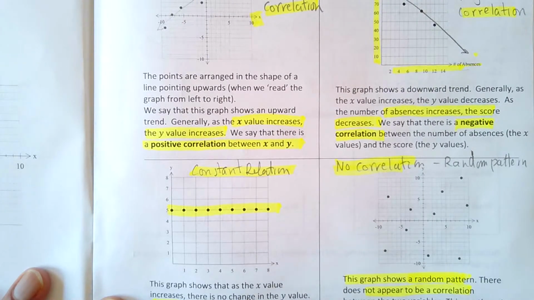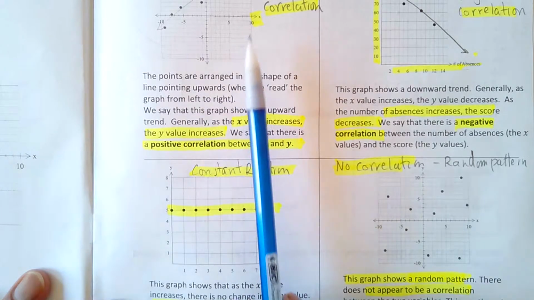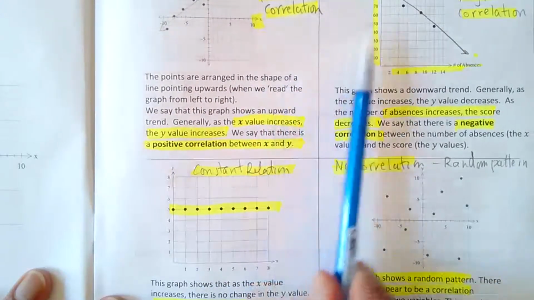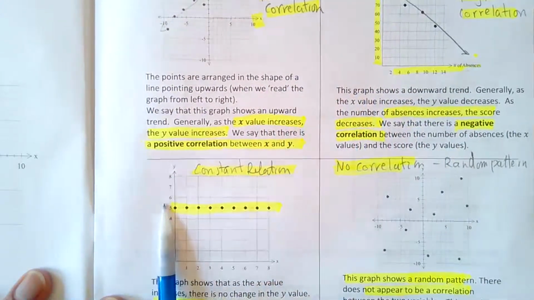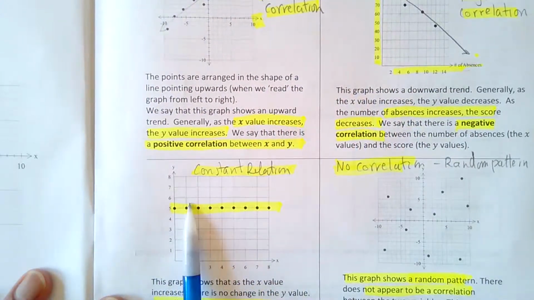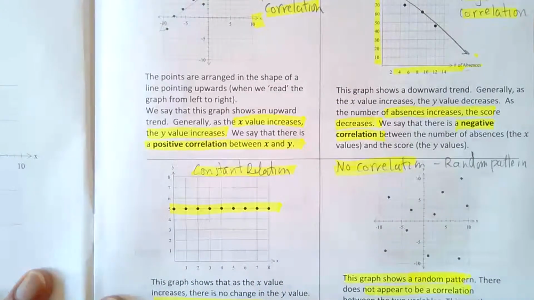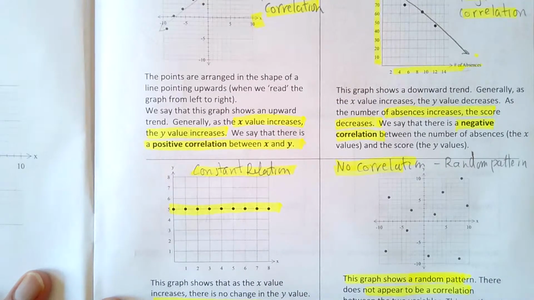So in the examples we will be going through today, and in the assignment questions, we will look for these trends. Is it increasing, positive correlation? Is it decreasing, negative correlation? Is it constant, where the y value doesn't change? Or there's no pattern, and you say there's no correlation.